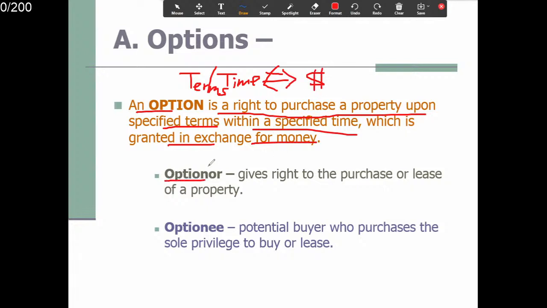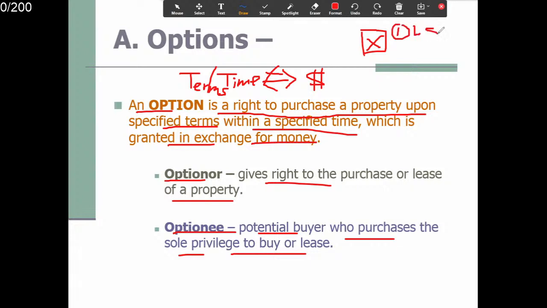The optioner, usually the seller, the owner, right, gives the right to the purchaser or lease of a property. Optionee is the potential buyer who purchases the sole privilege to buy or lease a house. Okay. The optioner could say, what are the terms? First, you lease my home for $2,500. Okay, and then within 1 year to 2 years, right, you could buy it for $500,000 or at market price.